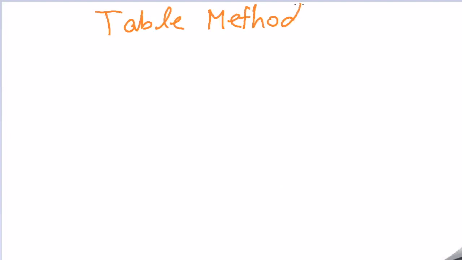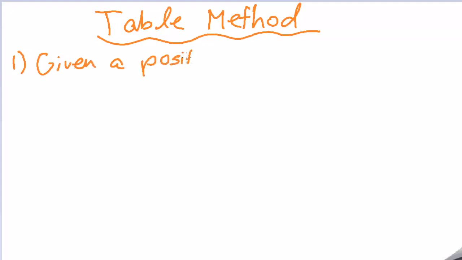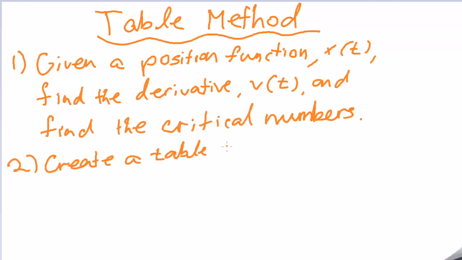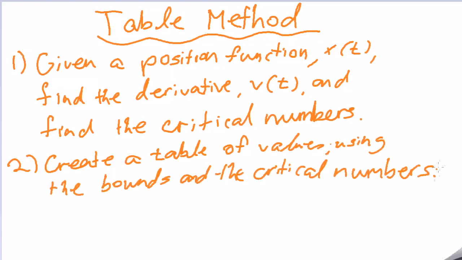So let's start off this tutorial by going over what the table method is. Say you have a position function, and you want to find the total distance traveled between 2 points. The first thing you're going to do is take the derivative, which is going to be v of t, and then find the critical numbers by setting v of t equal to 0 and solving.